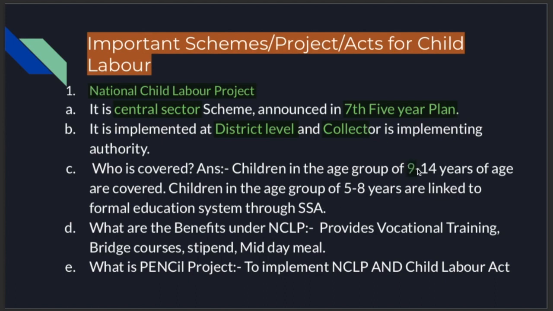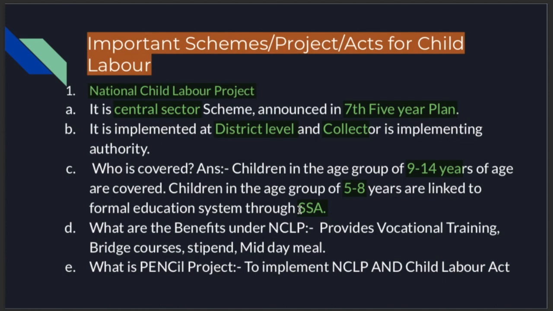Children in the age group of 9 to 14 years are covered, and children in the age group of 5 to 8 years are linked to formal education through Sarva Shiksha Abhiyan. It simply means that children in the age group of 5 to 8 years will be brought into the formal education system, and children in the age group of 9 to 14 can be provided with vocational training and bridge courses so that they can be employed in some kind of job after 18 years of age. Adolescents, between 14 and 18, can be employed in non-hazardous industries, so that they become capable by having the vocational training.